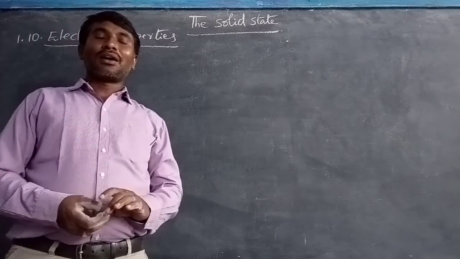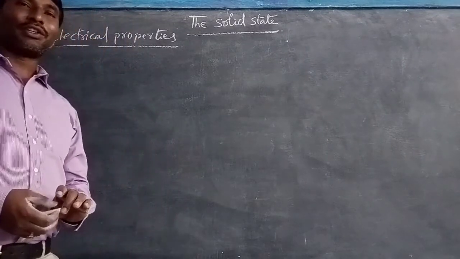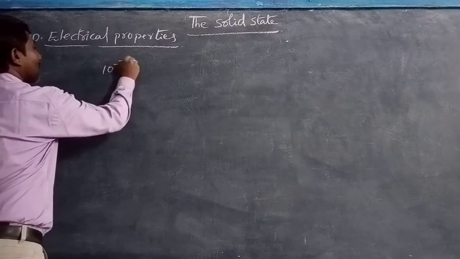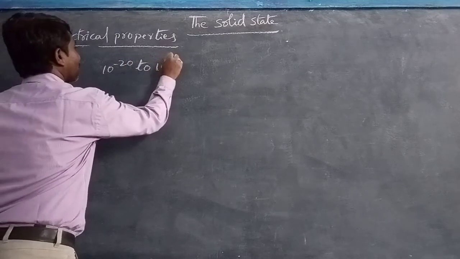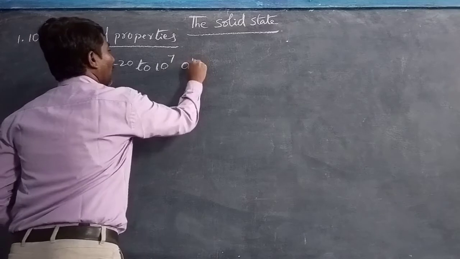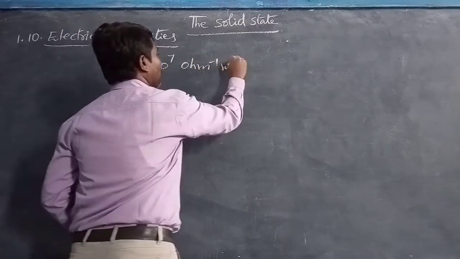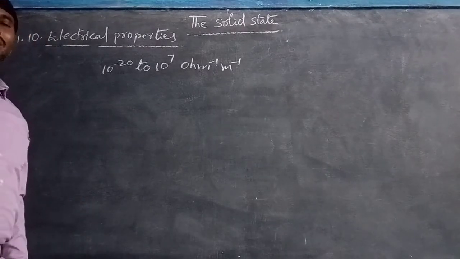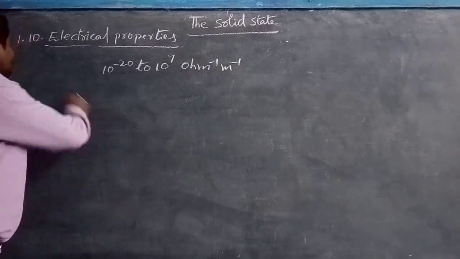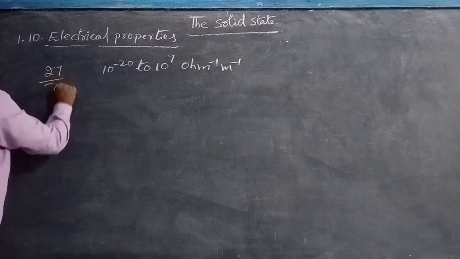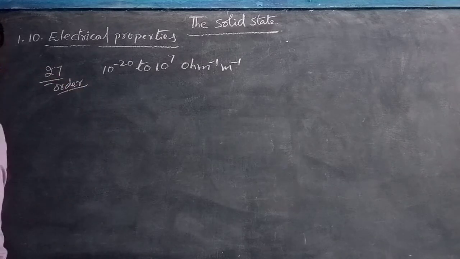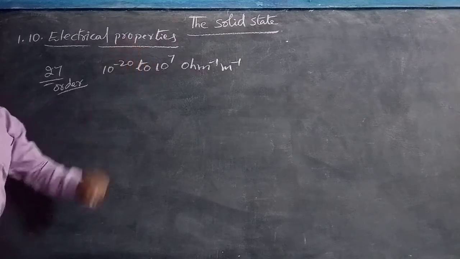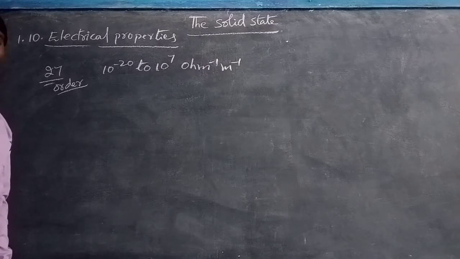Extending over 27 orders of magnitude, ranging from 10 to the power of minus 20 to 10 to the power of 7 ohm inverse meter inverse. So the range is 27 orders of magnitude, from 10 to the power of minus 20 to 10 to the power of 7.